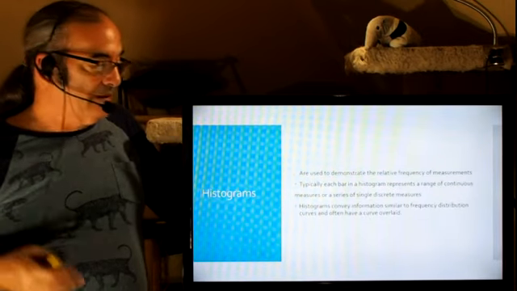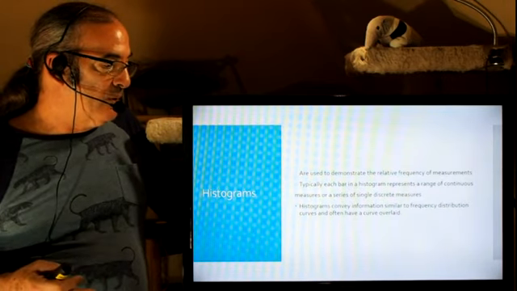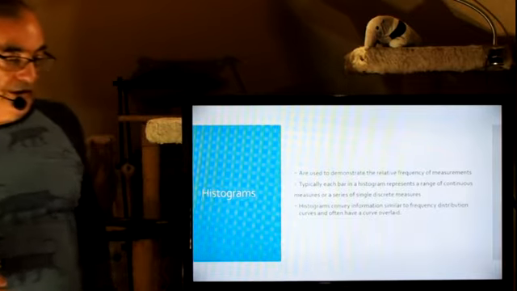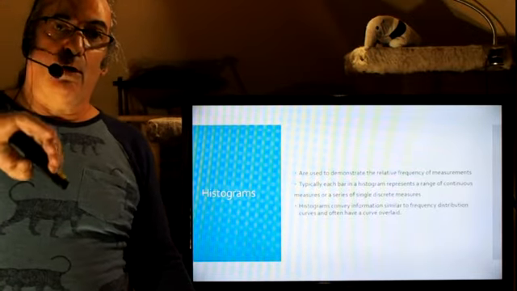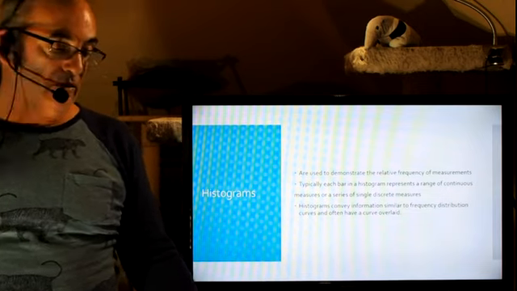Histograms. Let us not belabor it. They demonstrate the frequency of measurements. Typically, each bar represents a range of continuous measurements. So if we look at grades, there'll be a bar that represents a frequency of students achieving an A on an exam or in the class.